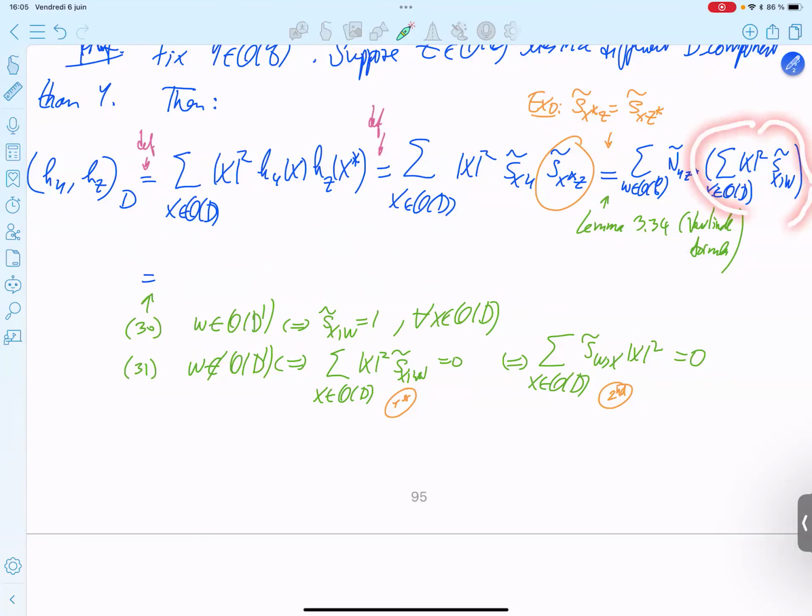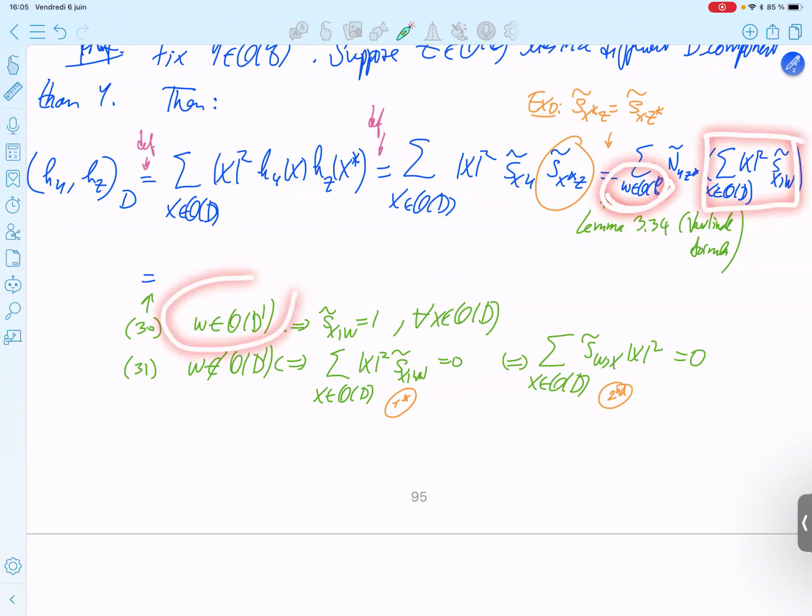It's a sum over D of that. So you can say, okay. If W is not in the centralizer, this sum will be equal to 0. So you only need to keep the W which are in the centralizer to get non-zero. But when it is in the centralizer, this is equal to 1. So you just get the sum of the square norms, so you just get the dimension of D.